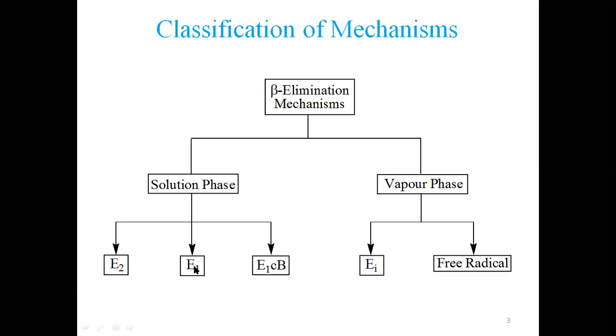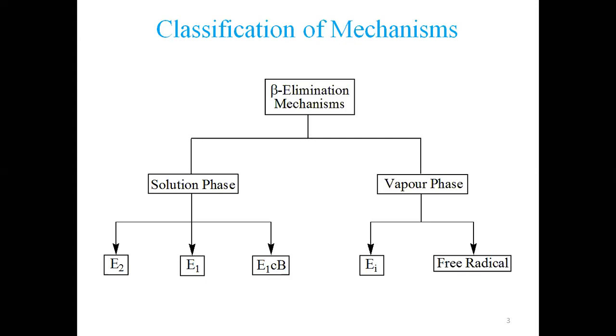So this is very similar, just like SN2, SN1, SNi. This is very similar to this. So E2 is elimination bimolecular, E1 is elimination unimolecular, Ei is elimination intramolecular, E1CB is a type of E1. We shall see the difference later. So anyhow, these are the classification of beta elimination.